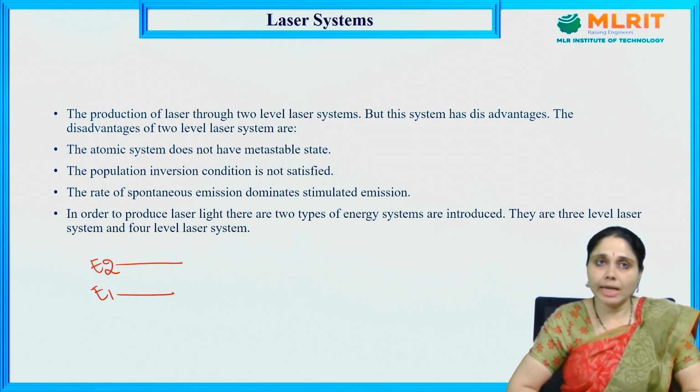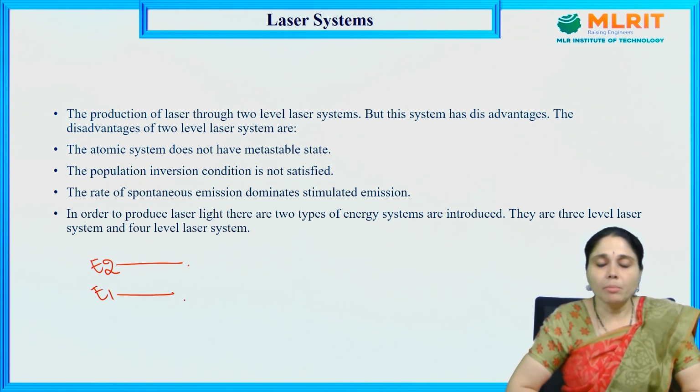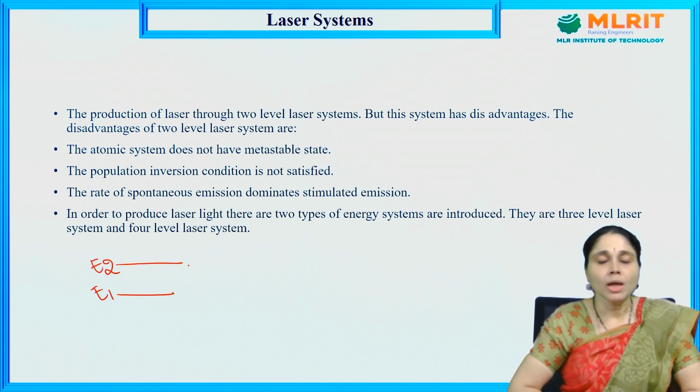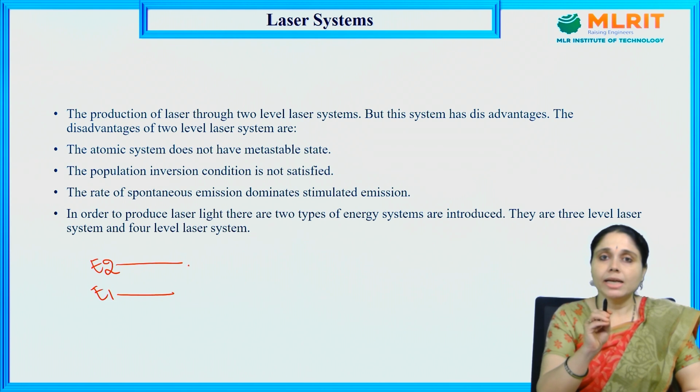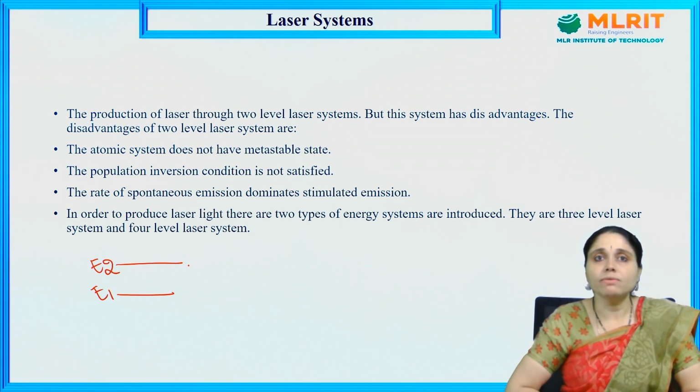What are the disadvantages? The atomic system does not have a metastable state. Here we do not have any metastable state. Population inversion is not achieved through this method. In order to achieve population inversion, we need a minimum of 3 energy levels. Also, the rate of spontaneous emission dominates the stimulated emission.